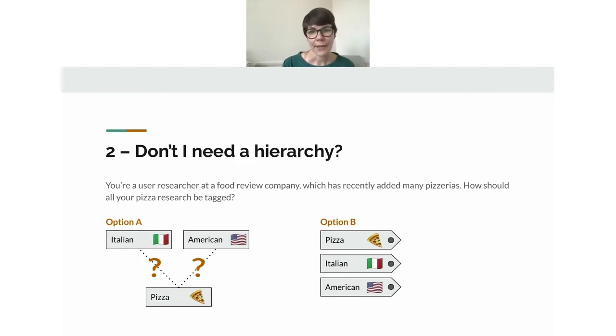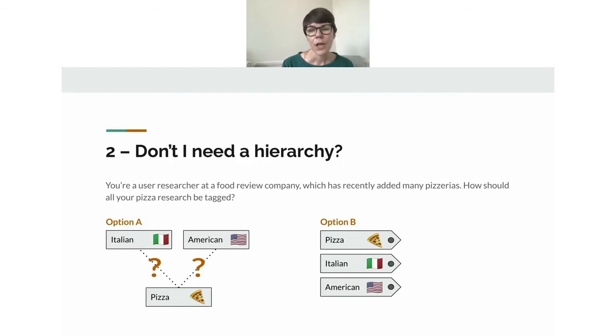So option A, first of all, you have a big decision about whether to put pizza under Italian or American. It depends on what your user mental models are. Not everyone might always think about it in the same way. This is pretty complicated. And all your users would have to know which one to pick in order to find your pizza content, right? They would have to know that if you put it under Italian, they need to go under Italian first to find your pizza content.